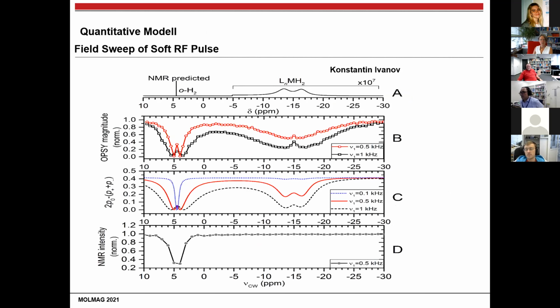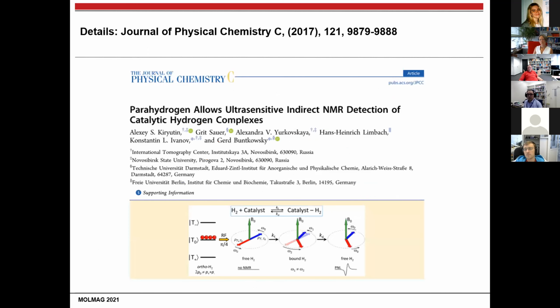So basically, what you're seeing here is experiments. Here below are some simulations of it. And you see basically we really have some intermediates here in the regime about minus 15 ppm, so the typical hydride region, which shows that by this indirect technique, we really can detect a catalyst which is otherwise invisible. And we have estimated that this experiment is about a factor of 1,000 more sensitive for detection of intermediates than normal NMR. Okay, and if you want to read a bit more about this, you can find it in this paper, which is from Kostya, myself, and the rest of our collaborators.